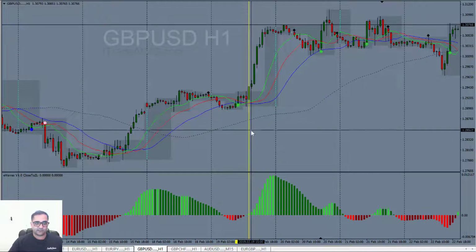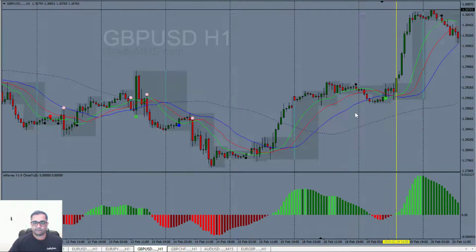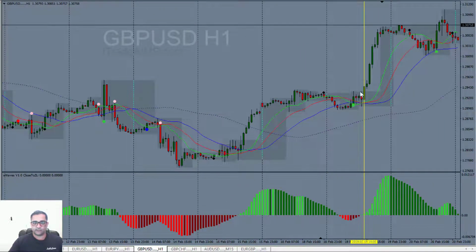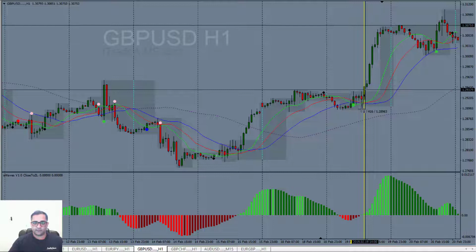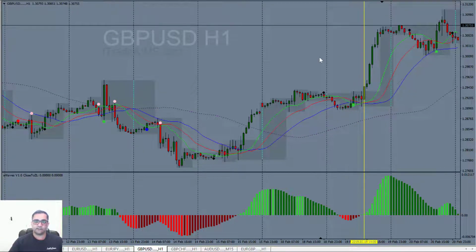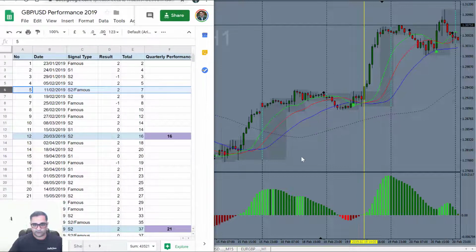This is a nice setup 2 taken on the hourly time frame. Very easy. You have a green dot, wait for the fresh box, pending order there, stop loss here, 80 is your target point, and it's gone 3R up. I would have marked it as setup 2. This is on the 19th of February. It's here, 2R, so the grand total now is 9.